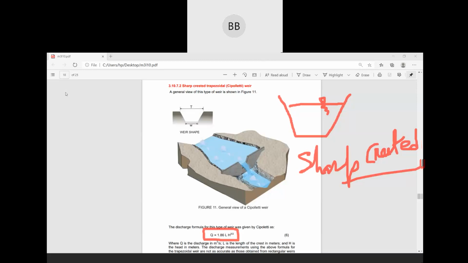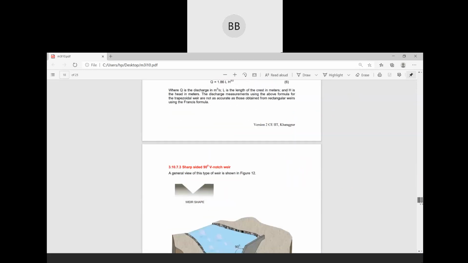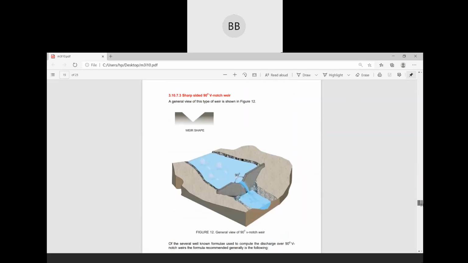Okay. So after this, we move on to the next one. Again, that's a sharp crested weir. So it's a V notch, or you can say it's a triangular one. We don't have any bottom width. We have only top width. And this angle is 90 degrees. So you can say V notch weir, or you can say triangular notch also.